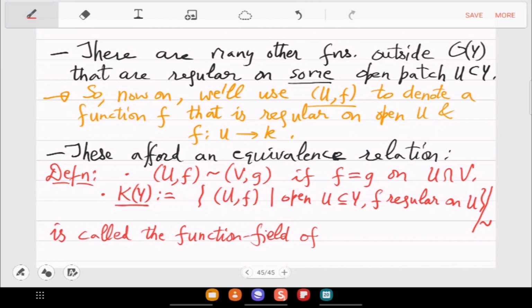Of the variety Y. Now if I'm calling it a field, then it should be a field, right? Do you see that it's a field? What is the inverse of U comma F? What is the inverse of F basically? Why should 1 over F be defined?